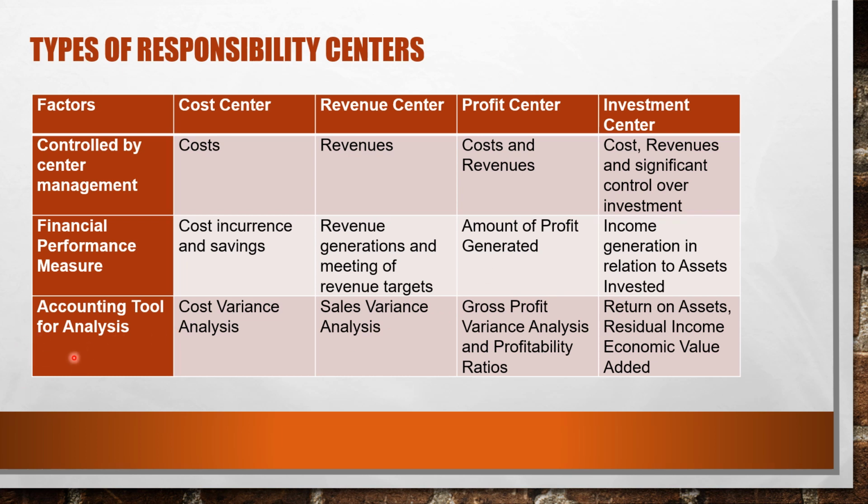For the accounting tool for analysis, what are the accounting tools that we will use to analyze these centers? For the cost center, it is cost variance analysis, like actual versus budgeted and what the variance is, whether it's favorable or unfavorable. For the revenue center, it is sales variance analysis. For the profit center, it is gross profit variance analysis and, of course, profitability ratios. For the investment center, we have return on assets, residual income, and economic value added.